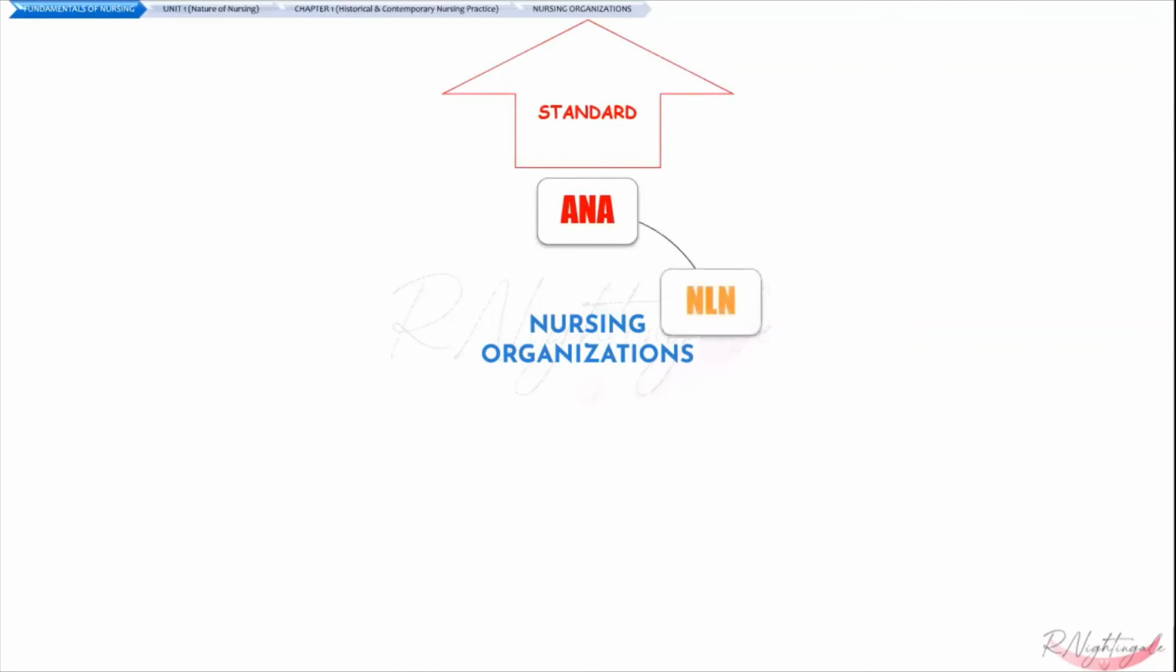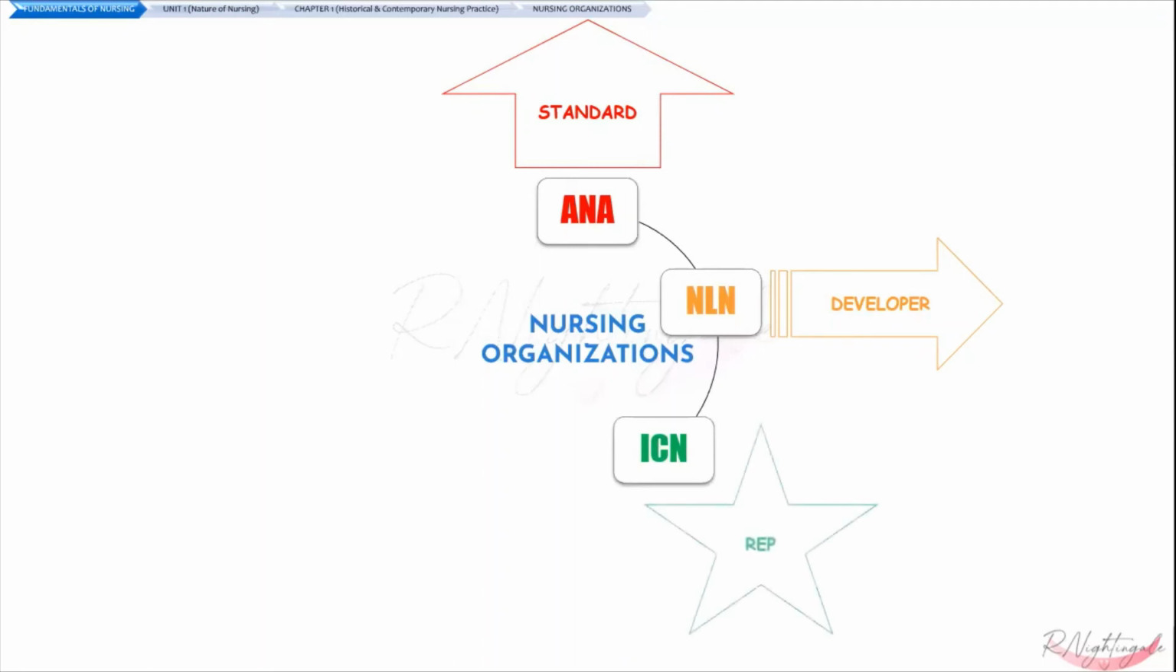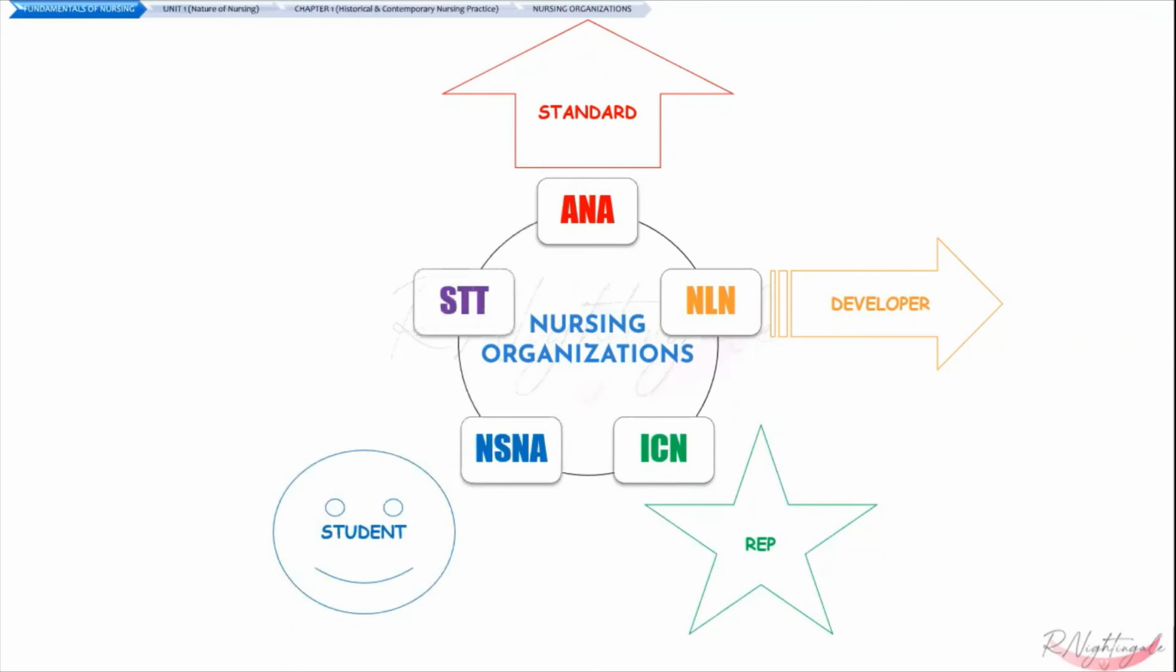So I have here a diagram on how you can understand them better. Nursing organizations include ANA, or the American Nurses Association. They are the ones who foster high standards for nursing practice. The NLN, or National League for Nursing, are the developers of nursing. They provide programs to ensure that nursing education and nursing practice are being developed. The ICN, or the International Council of Nurses, are our representatives globally and in different organizations worldwide. The NSNA are our students, and the STT, or Sigma Theta Tau, are for our nursing scholars.